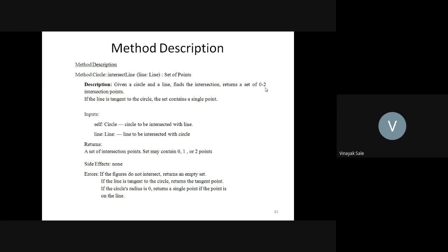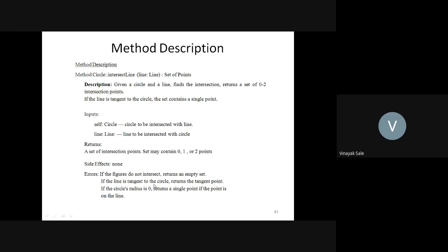If there are three different lines, then there are three different conditions. If the line is tangent to the circle, then it must be a single point. So the circle should be intersected with the line. This is the input, and the line should be intersected with the circle. This is again input. Then what is the output? A set of intersection points, and the set may contain 0, 1 or 2 points. So there are no side effects.